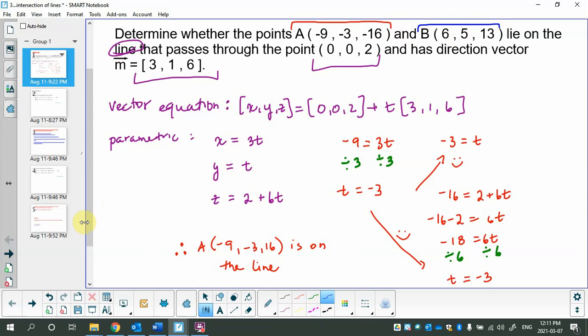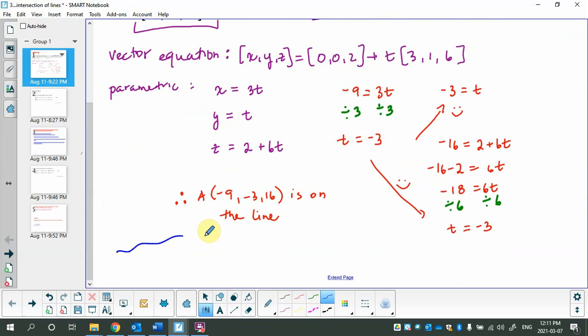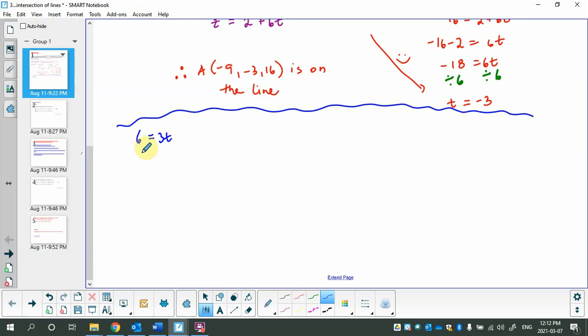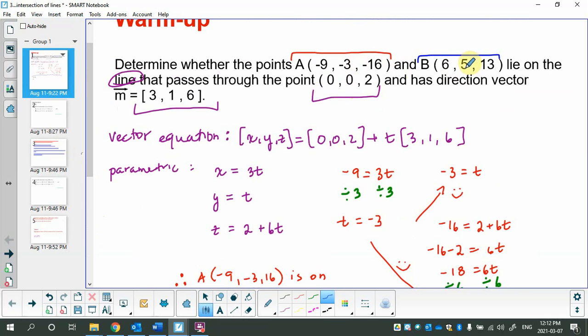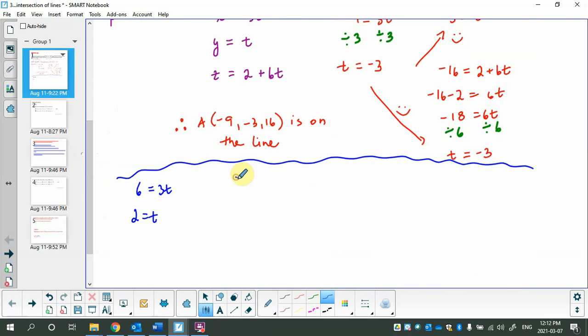So 6 is equal to 3t. And if I solve for t, I'll divide both sides by 3, and I'll get t equals 2. So that's my expected t value. So then I go on and I sub 5 in for y. So that is 5 is equal to t. Nope. As soon as you do that, you do not have to worry about the z. It already doesn't match. It has to be a triple match.